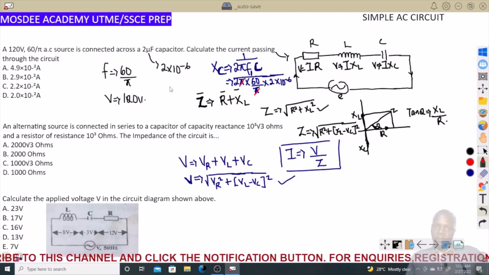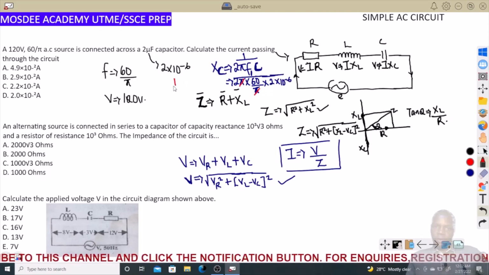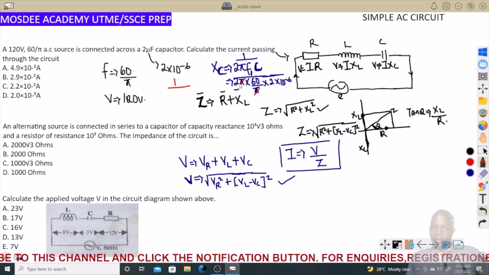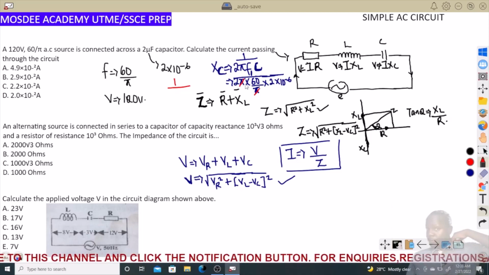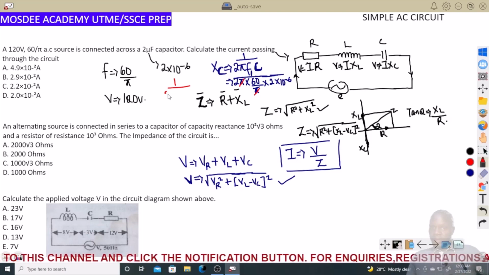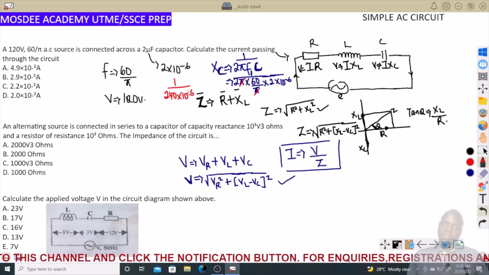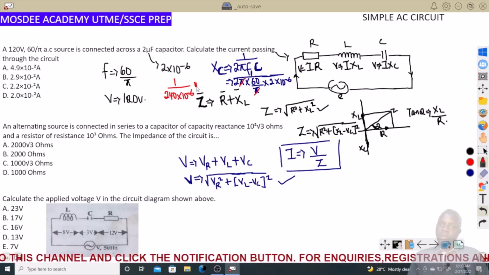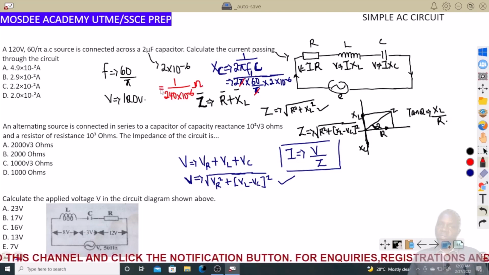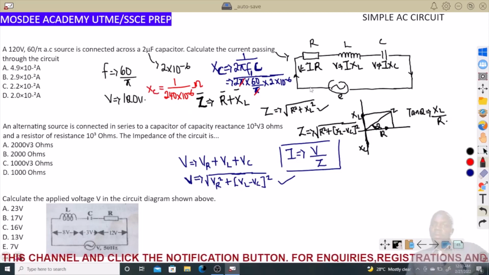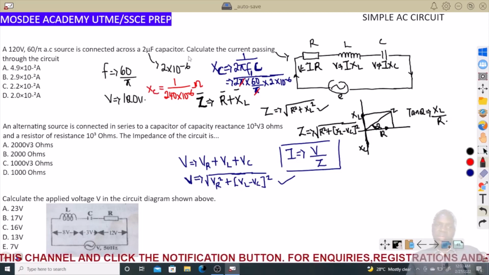So you can simplify this as 1 over whatever answer you have here. This is 2 times 2 is 4. 4 times 60 is 240. That's 240 times 10 raised to power minus 6. I can just leave my answer like this, which is measuring what? Ohms, because I told you this is resistance. That's the SC. But I'm looking for the current in this circuit.